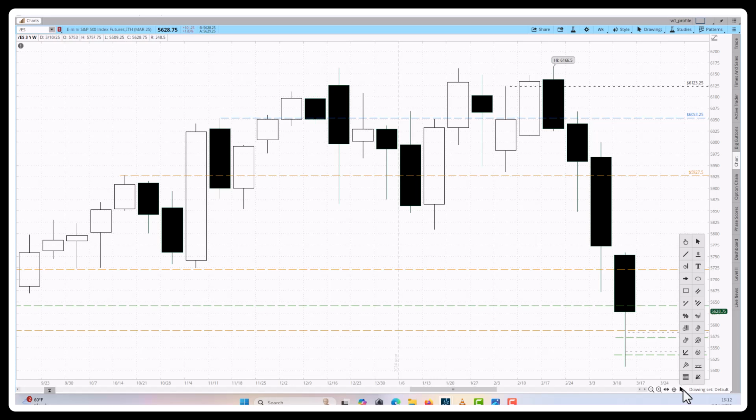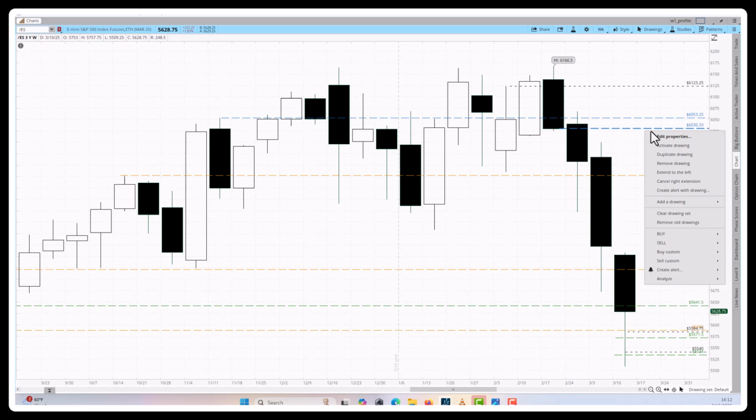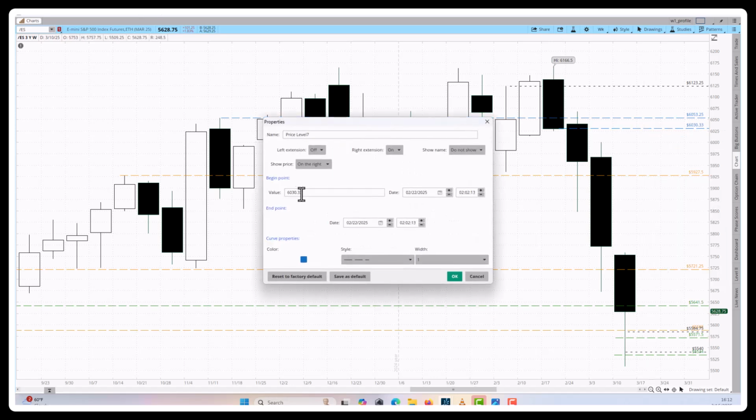Let's see what level this is. Okay. Let's go with the low of that. So what is the low of the candle? 60.29.75. 29.